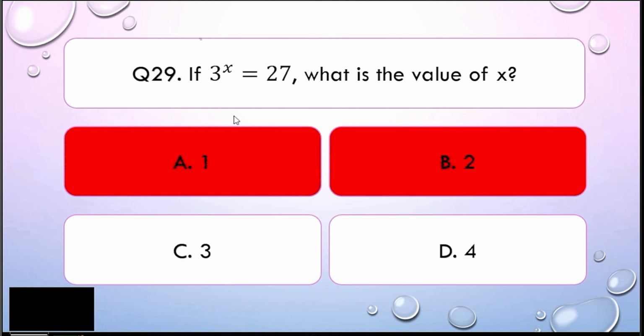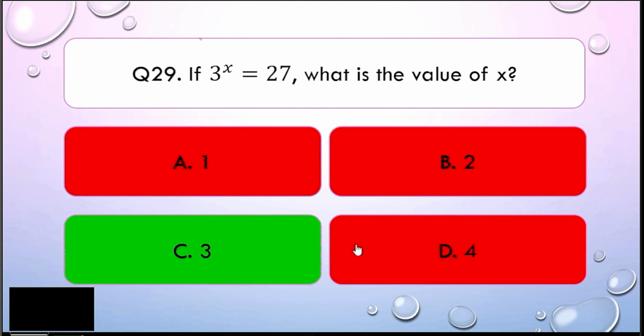How about C? 3 to the power of 3, or 3 cubed. 3 times 3 times 3. So 3 times 3 is 9, times 3, 27. So you already get the correct answer, and that is letter C. Alright, we got that one. Easy, right? Very easy, my dear math learners.